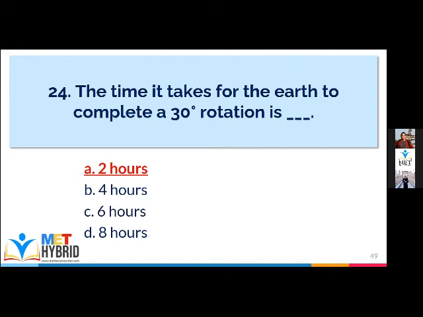Okay, from 24 to 30. So for 24, it should be 2 hours. You just divide the complete rotation for a circle, which is 360 degrees, by the number of hours in a given day, that's 24. So you get 15 degrees per 1 hour. So eventually, you will have 2 hours.